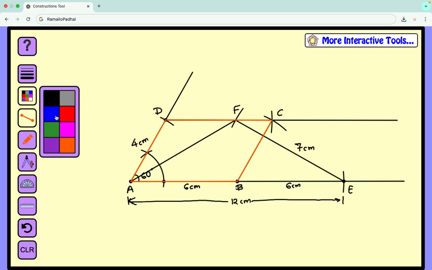Okay, now let me visualize for you the triangle. So here the base of the triangle will be double the base of the parallelogram. So AE is double the length of AB. Okay, and from E, measuring 7 centimeter with compass, we mark F at line DC. Okay, and we join AF and EF. So this blue one is the triangle that is equal in area to the parallelogram ABCD.